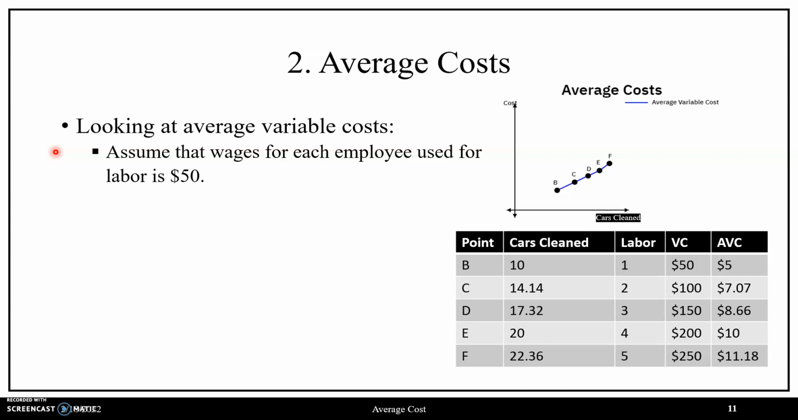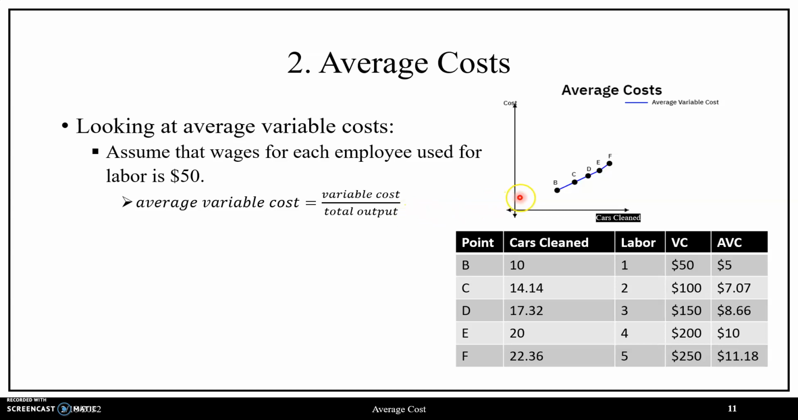That is, each unit of labor that's used, the firm has to pay that unit of labor $50 in terms of wages. Now in terms of formula, we know that the average variable cost formula is going to be variable cost divided by total output.